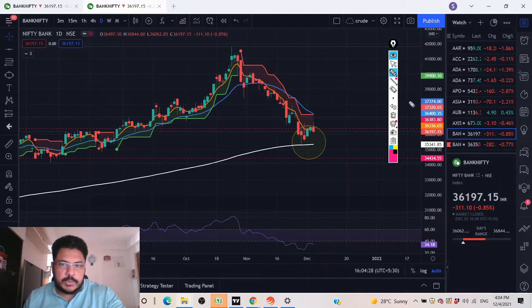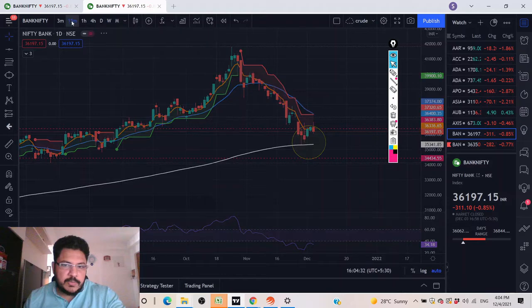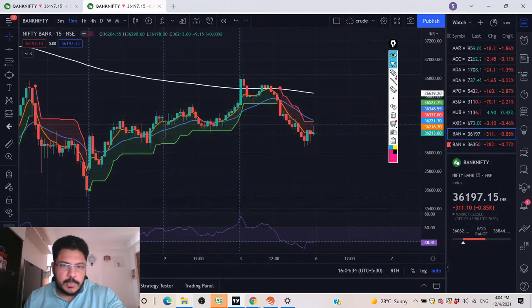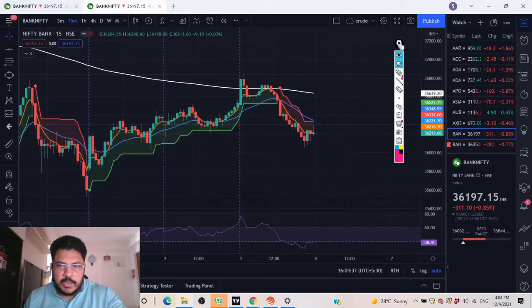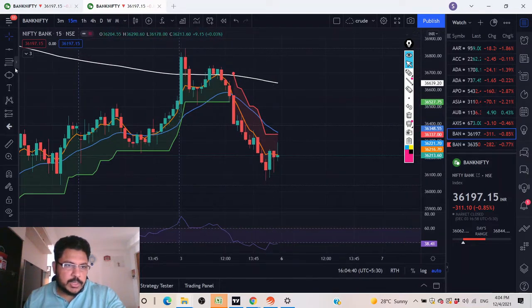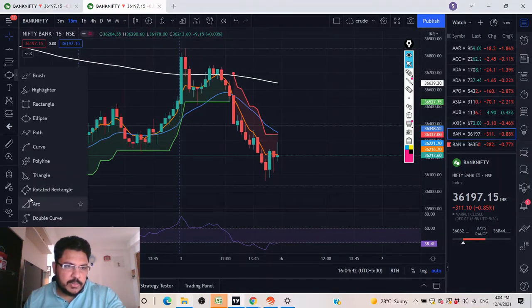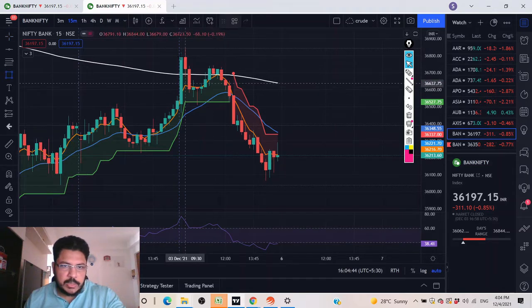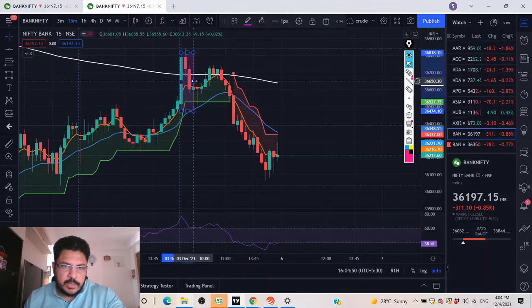Okay, now coming to our analysis on a 15-minute time frame. Last week I made a video about the 15-minute breakout strategy. So today we will see how effective that can be on the 15-minute time frame. So this is the first candle. It was a pretty big candle we had.